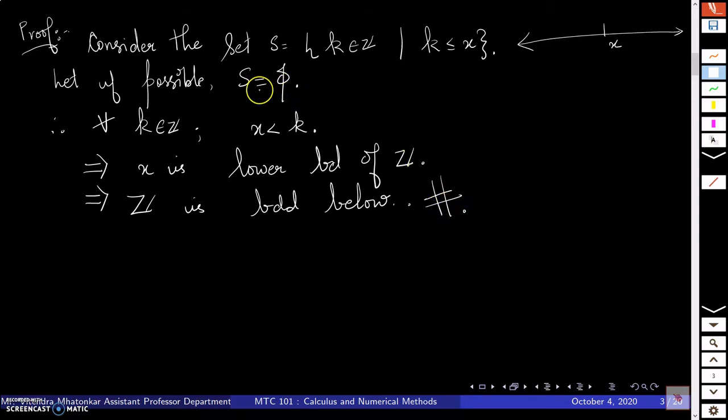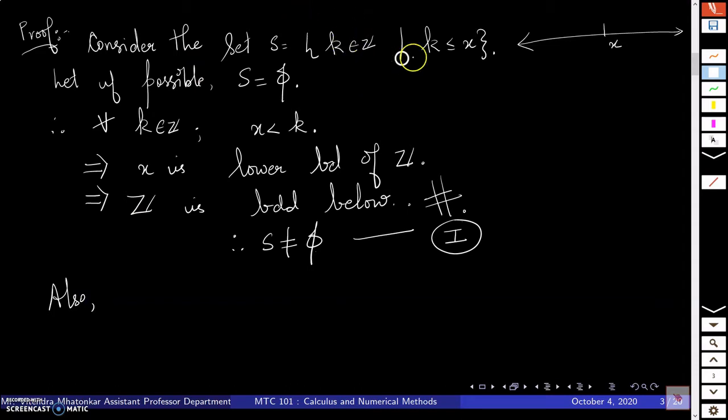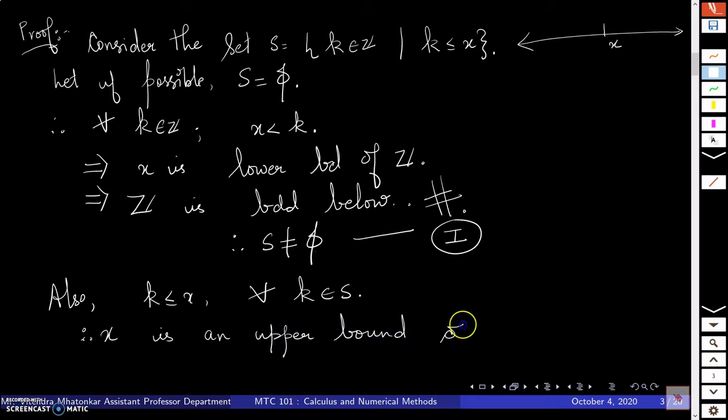So why are we getting this contradiction? Because we assumed that the set S is empty, and hence S is a non-empty set. I'll name this 1. So S is a non-empty set. This is what I know from this. Now if I look at the definition of the set S, which elements are coming inside S? All those integers k which are less than or equal to x. So k is less than or equal to x for every k in S. This is by definition of the set S. That means x is an upper bound for the set S because every element of S is less than or equal to x. Therefore, x is an upper bound of S. That means S is bounded above.